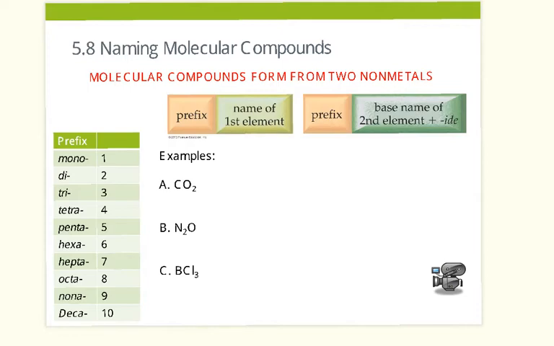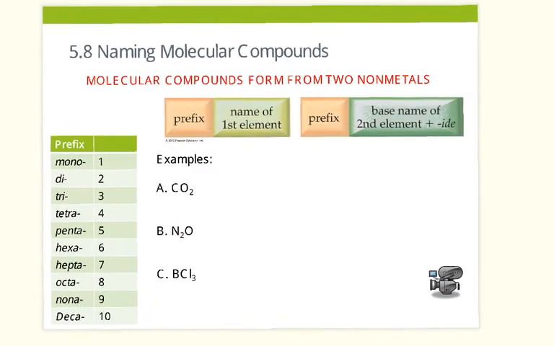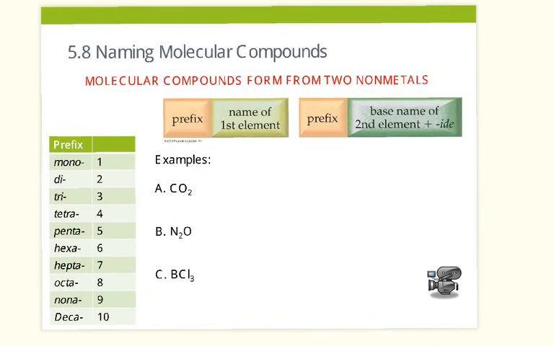Okay? So you're going to have a prefix, and you're going to have the name of the first element, followed by a space, the prefix, and the base name of the second element. And when we use prefixes, we're referring to this right here. So mono, di, tri, tetra, penta, hexa, hepta, octa, nona, deca. That's something that you should know from previously. But if not, go ahead and memorize this.